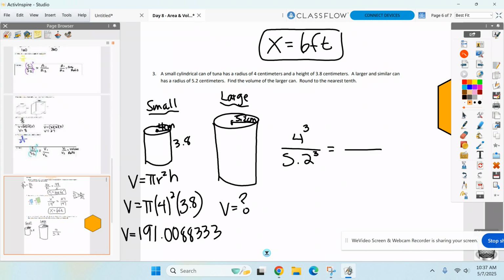I'm getting about 191 with a couple zeros after. Everyone, 191. All right, plug it in now. Make sure it goes with or across from the 4 cubed because it's the smaller can. Now we're solving for the volume. And then I want to talk about if anybody was thinking of an alternative way to approach this, because there is.